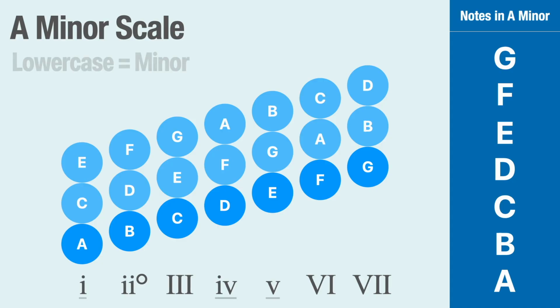In natural minor, the 1, 4, and 5 chords are minor. The 3, 6, and 7 chords are major. And the 2 chord is diminished.